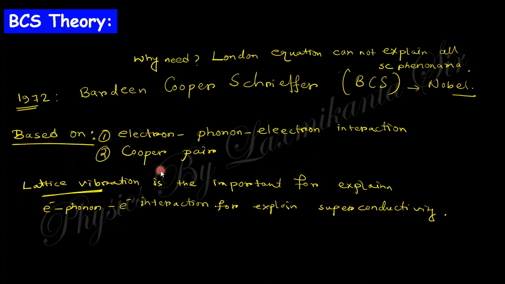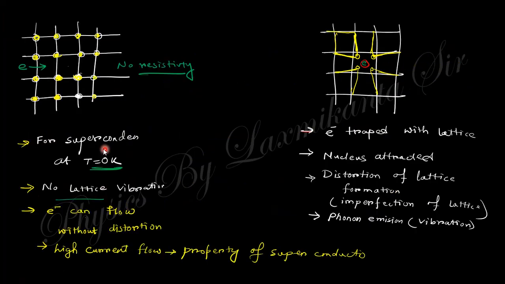Here, when the lattice is vibrated, there is phonon emission. This is the important part. How? Just think. This is a superconducting state, that means atoms are arranged in a regular way. That's why there is no resistance. Electrons can pass through like that. There is no lattice vibration, so current flow is very high. That's why this is a superconductor, resistivity is 0.